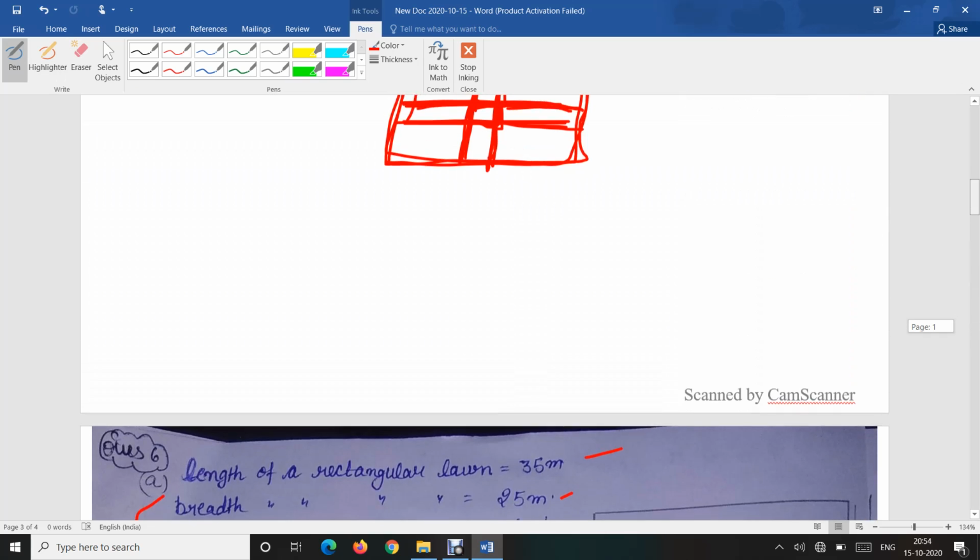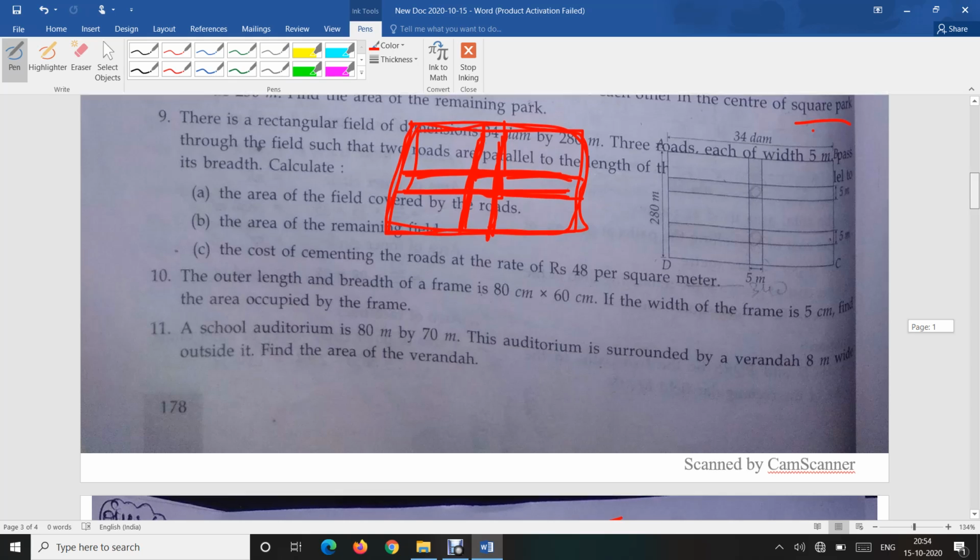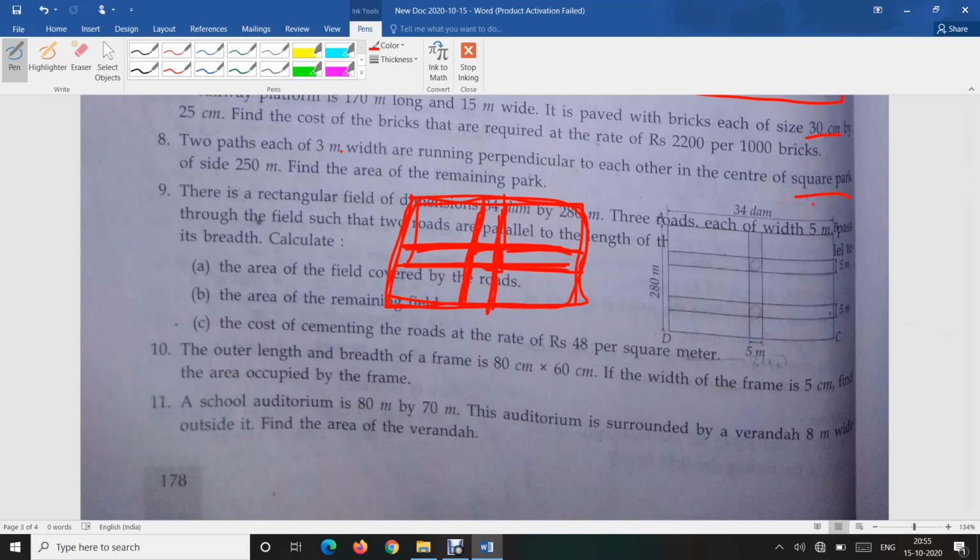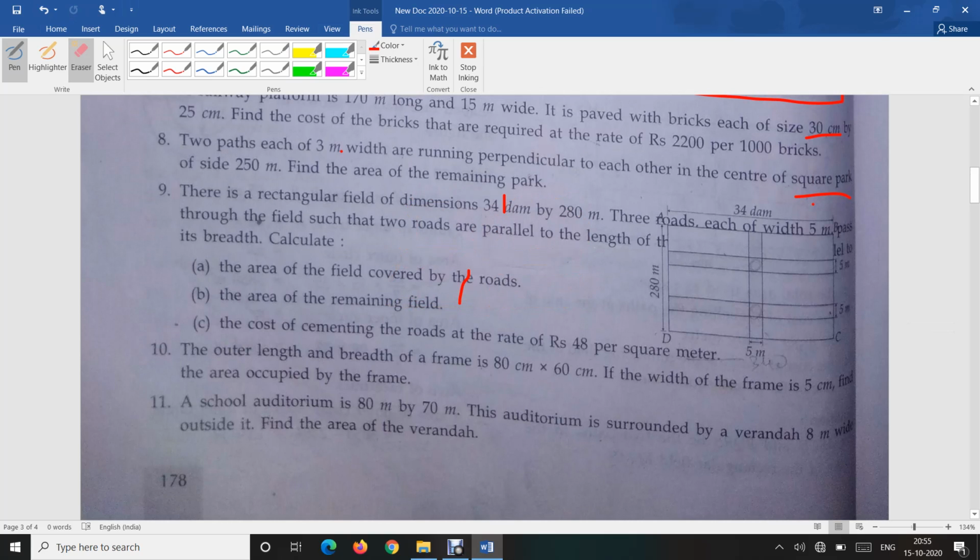Now let us move towards the next question, which is question number 9. Focus on the question. Question number 9 is saying there is a rectangular field of dimension 34 decameter by 200 meter. First of all you have to make this unit the same. So you have to convert this decameter into meter.